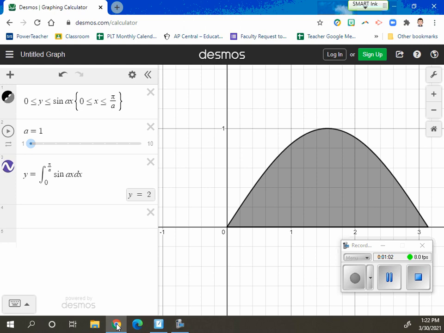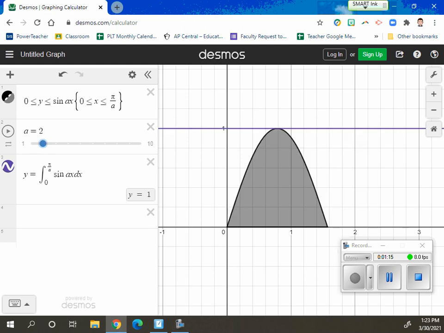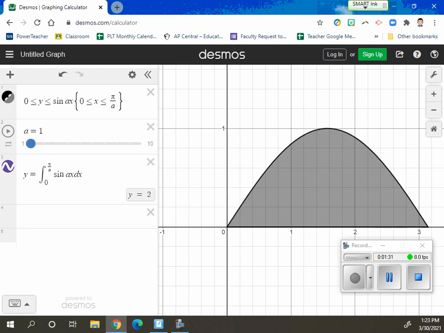The reason I chose pi over a is that one arch of the curve happens from 0 to pi. When sine goes from 0 to pi, it creates one positive arch. So if I want to get to pi, and let's say, for example, a is 2, I only need to take the x values from 0 up to pi halves, because pi halves times 2 will give me pi, and that's going to give you one arch. So that's an important observation at the beginning: the width of our interval will go from 0 to pi divided by a, or pi divided by k. I could have used k.